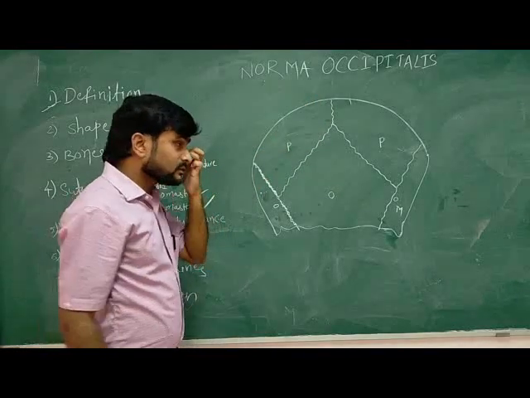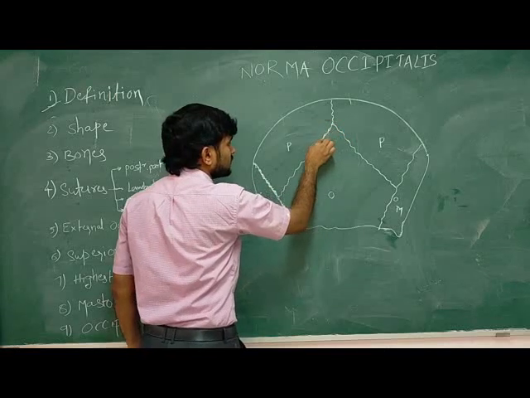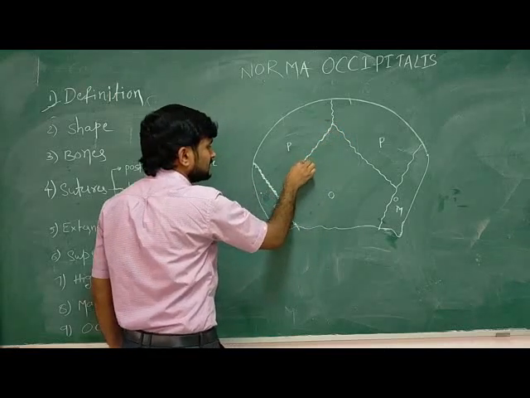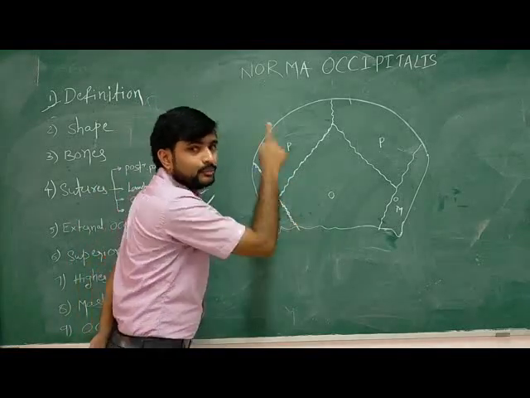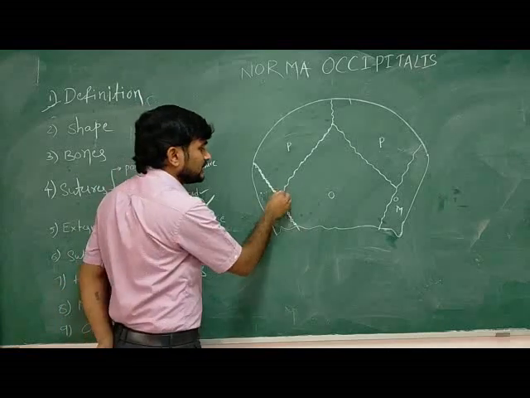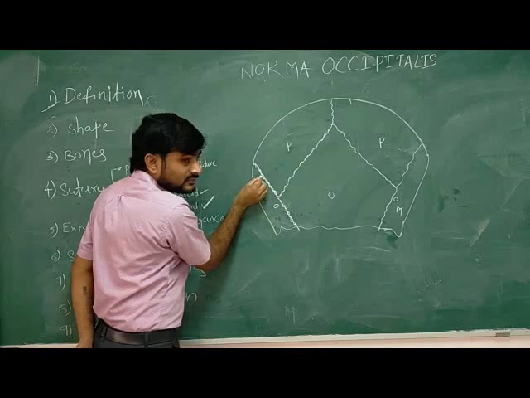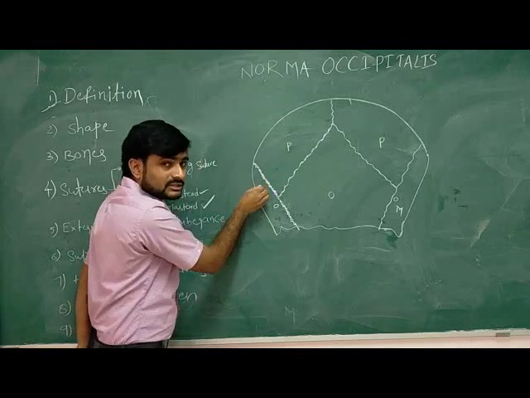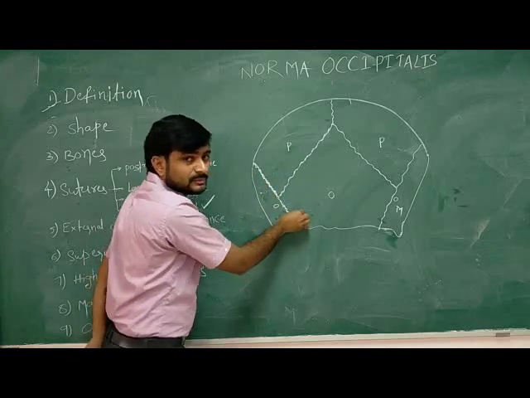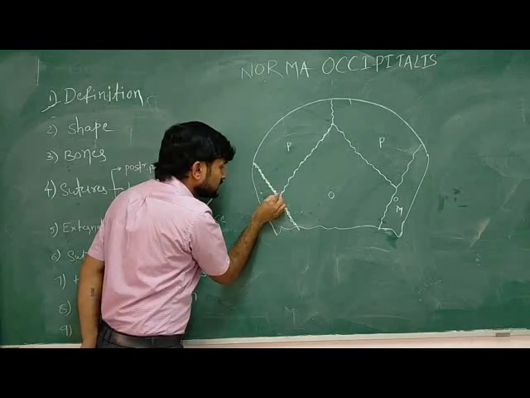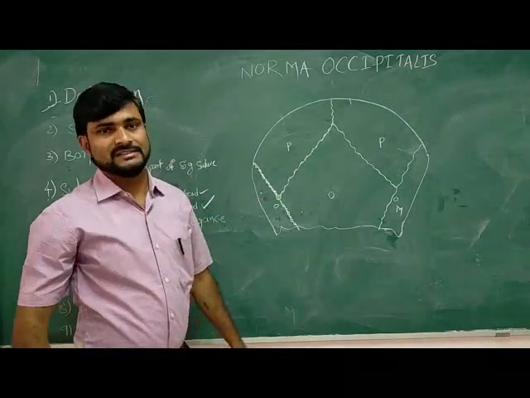Now the next important suture is the lambdoid suture. The lambdoid suture is present between the parietal bone and the occipital bone. And where does this suture end? It ends at the junction of the parieto-mastoid and occipito-mastoid sutures. Within that junction point, the lambdoid suture ends.